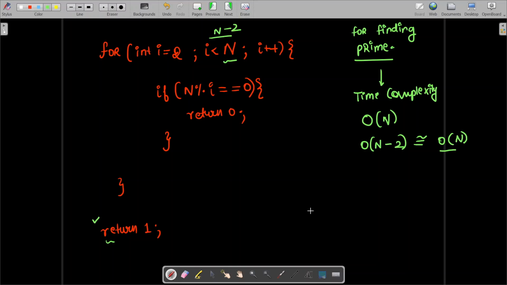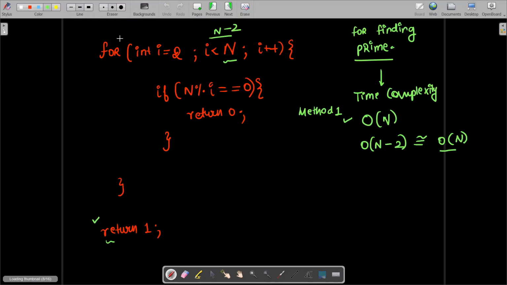Now I will give you a better solution to find a prime. This is method one. You can use many methods in the same algorithm. Suppose I give you one more solution with the same complexity, and these two solutions won't differ. I will tell you why.